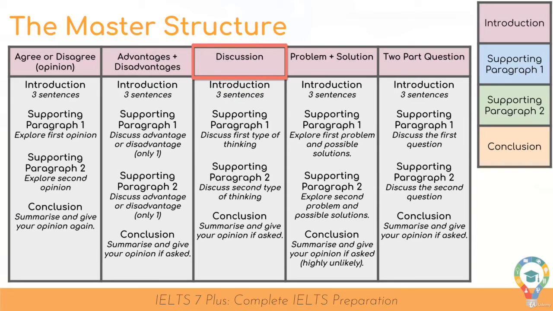In a discussion question, you'll be given 2 opposing points of view. So your first supporting paragraph should discuss the first point of view, and your second supporting paragraph will discuss the second type of thinking. In a problem and solution question, each of your supporting paragraphs will discuss one problem and one solution each. And finally, in a 2-part question, your supporting paragraphs will address each question one at a time. Of course, if the questions ask for your opinion, you need to include this in your conclusion. I'd highly suggest bookmarking this master structure or writing it down so that you have it for reference later.